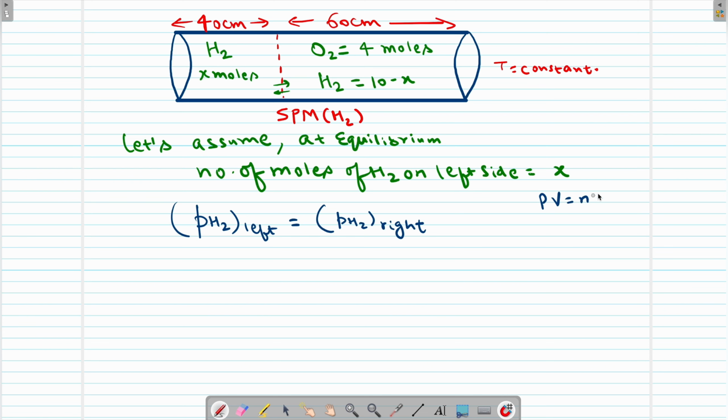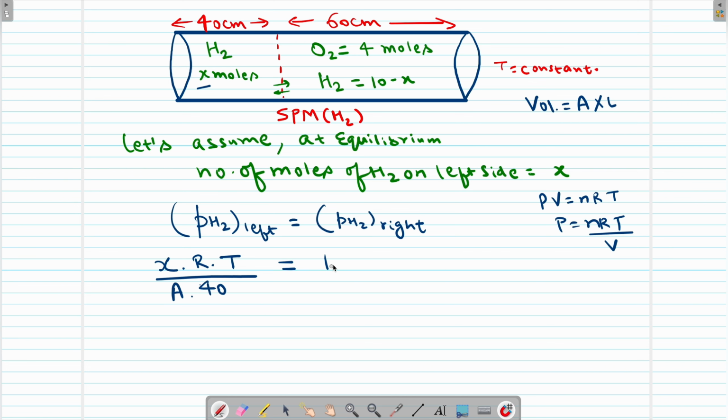So PV is equal to nRT, right? So P will be nRT divided by V. Temperature is constant, and volume will be area multiplied by the length. So here moles is X multiplied by R, which is constant, multiplied by temperature, divided by the volume, which is area multiplied by length for the cylinder. For the left hand side the length will be 40 cm, whereas for the right hand side it will be 60 cm. So A multiplied by 40, and here it will be 10 minus X. We are only taking the pressure for S2 on the right side, so 10 minus X multiplied by R multiplied by T divided by the volume, A multiplied by 60.